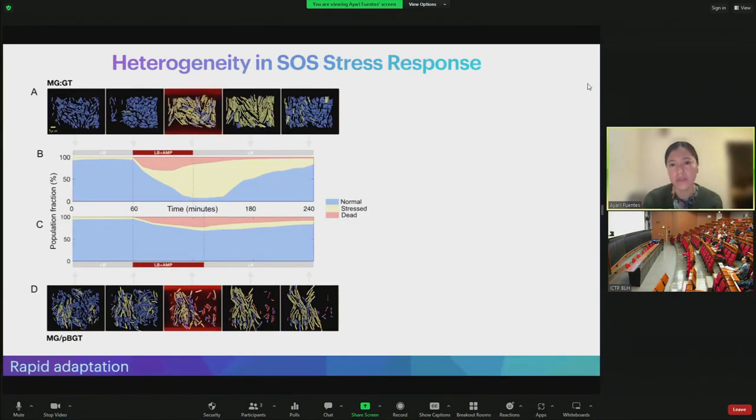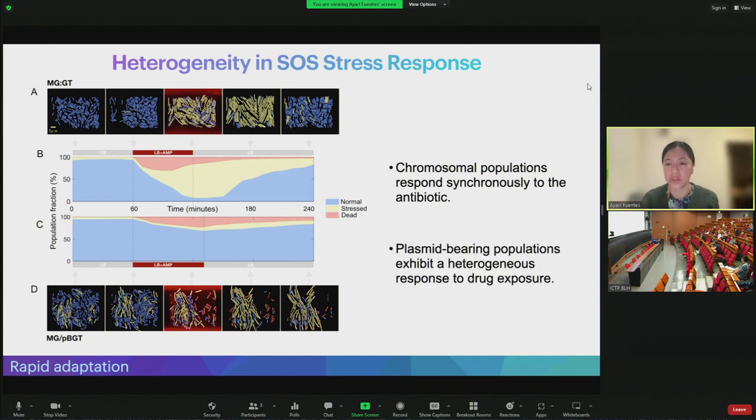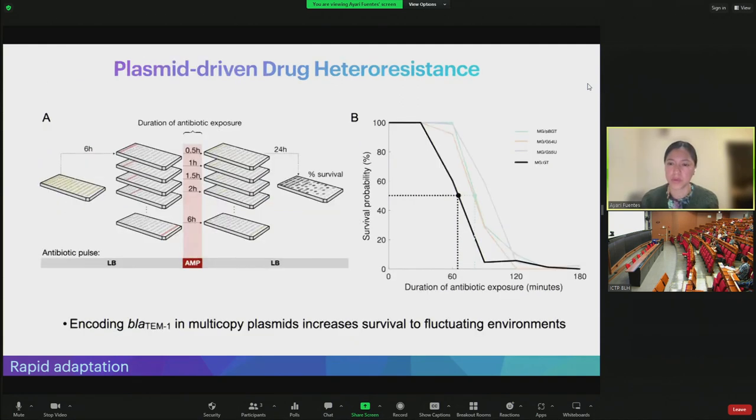So this is all the experiment put together. In the top, we have the population that has the blaTEM mutant gene in the chromosome, and in the bottom, we have the population that has it in the plasmid. What we can see here is that the stressed population, when we have it in the plasmid, is a small amount, and when we have it in the chromosome, is a big amount of the population. So this means that the population, as I already told you, is going to respond really synchronously when they have the chromosomal mutation. But this heterogeneity that the plasmid is giving does make the population respond as a heterogeneous population to the drug.